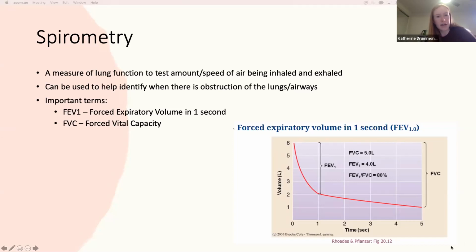I'm not sure how much of that is applicable for you guys, but it's a really good way to measure any kind of respiratory disease. So if they mention lowered FEV1 or lowered FVC, you know that there's going to be some kind of obstruction in the airways.